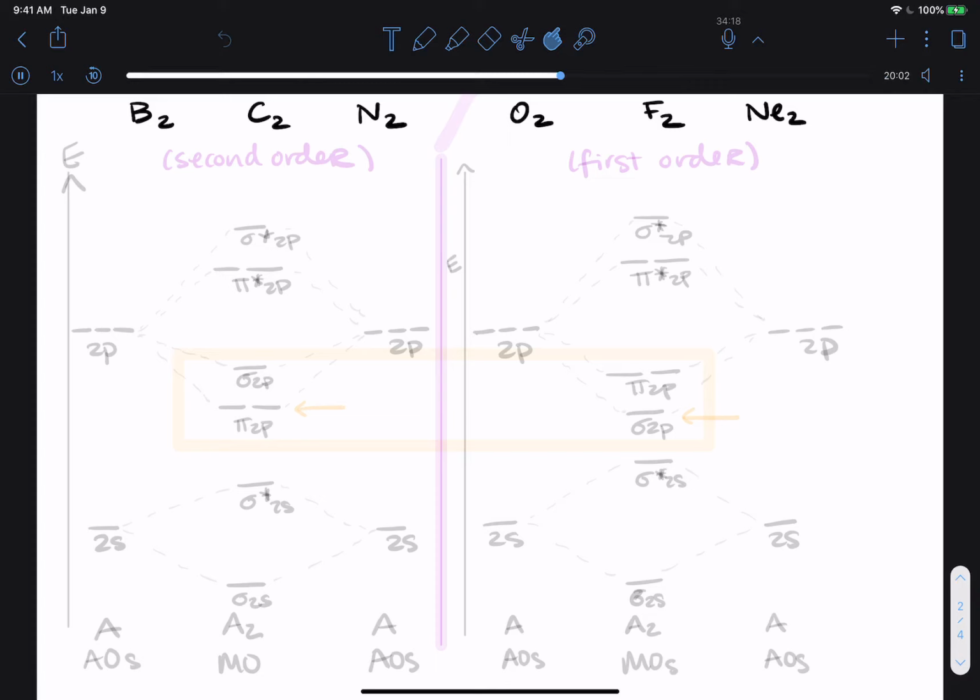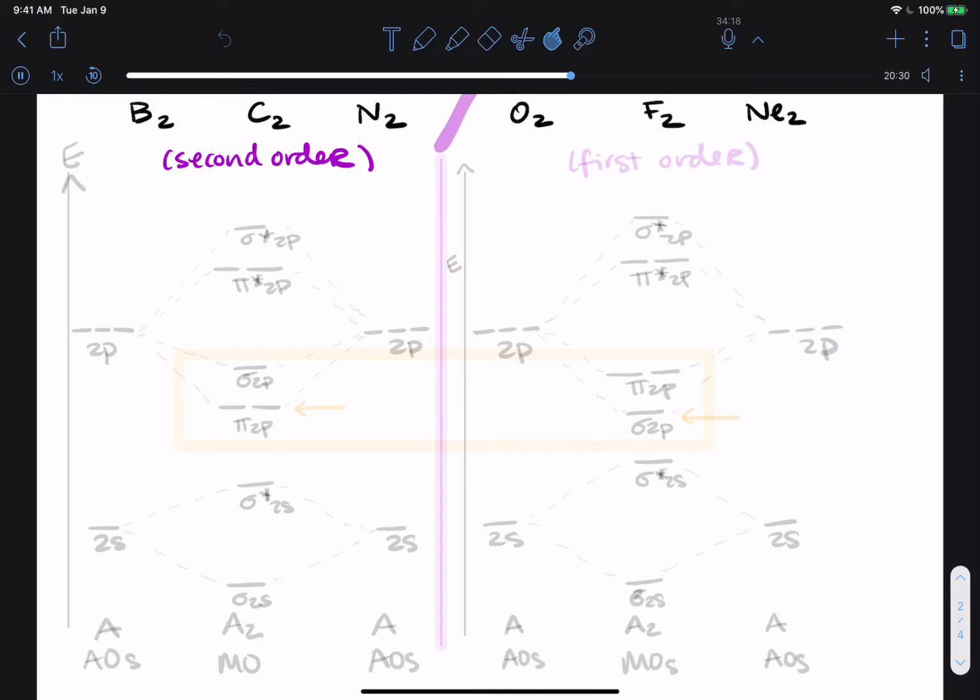The MO diagrams for these have a great big dividing line right here in the middle, which is hopefully going to help you figure out which one goes when. So B2, C2, N2, the first half of the period, these all use something called a second order MO diagram.